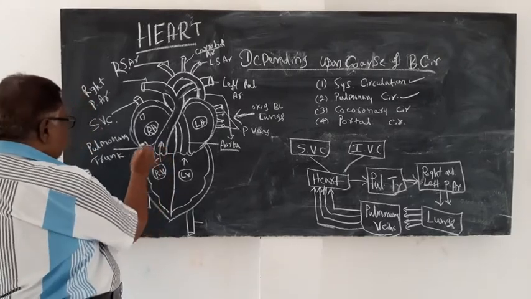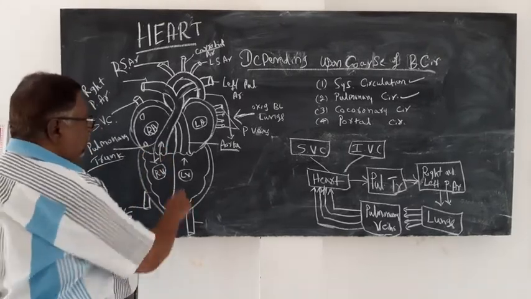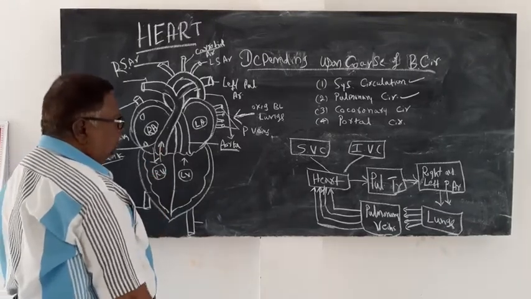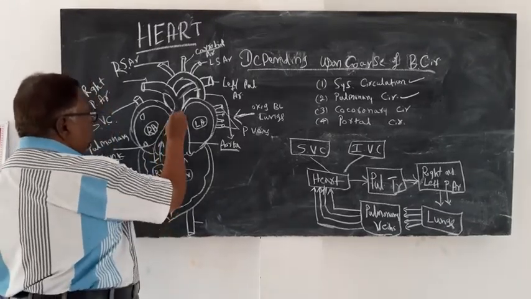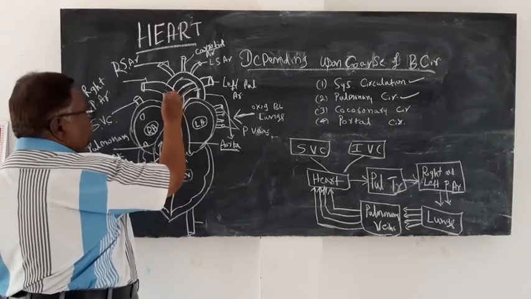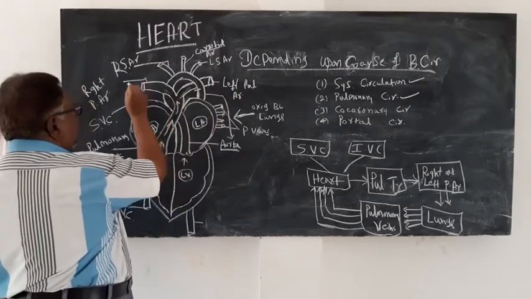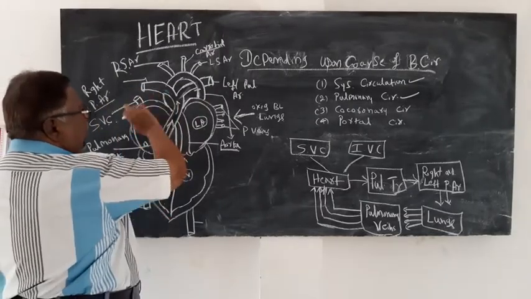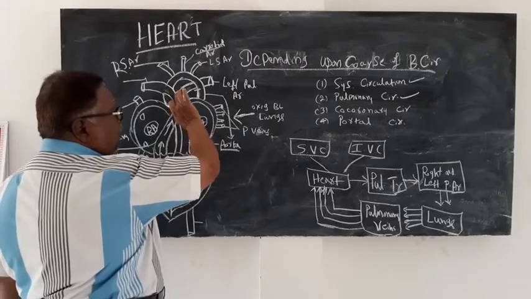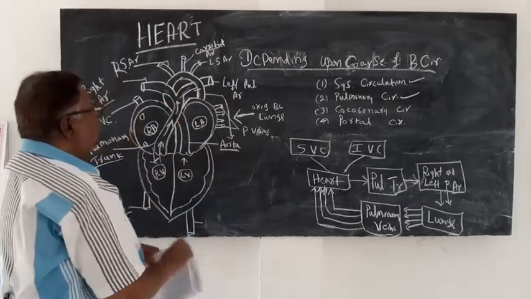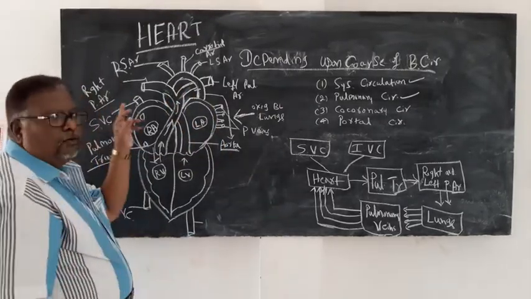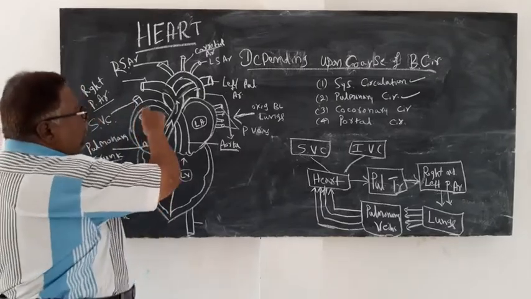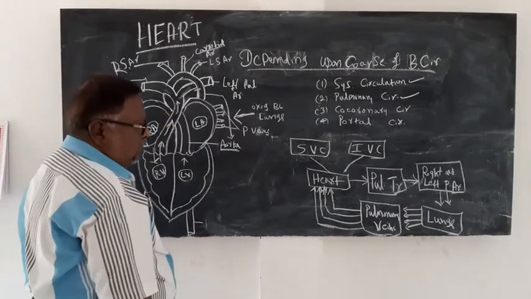This is the pulmonary trunk. So this pulmonary trunk receives the venous blood. From where it moves up and branches into two branches, that is the left pulmonary artery and the right pulmonary artery. The left pulmonary artery goes to the left lung and the right pulmonary artery goes to the right lung. So the blood is brought to the lungs.